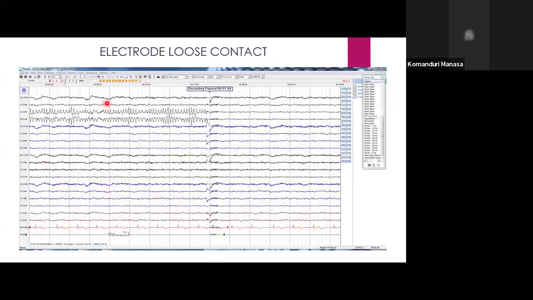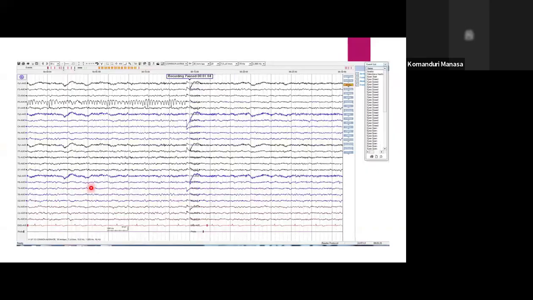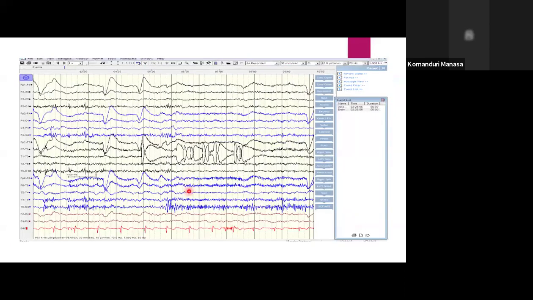This is one electrode with loose contact, showing out of phase activity in the P3 electrode, which is corrected with proper placement of the electrode. When we see it in the common average, we can see it is restricted to a single channel. This is one more electrode pop, which we can see here.